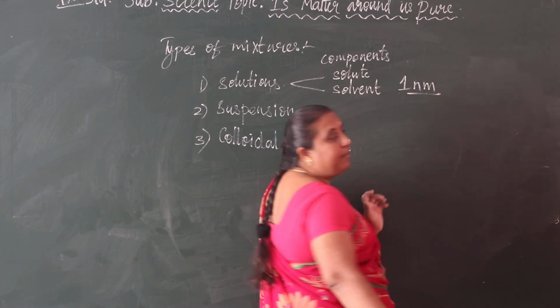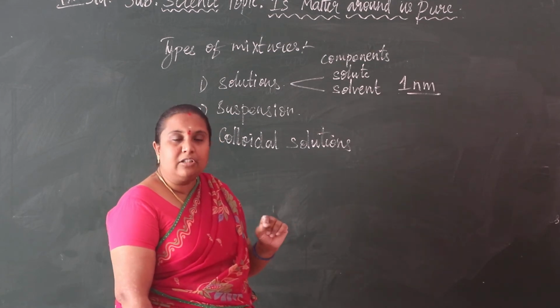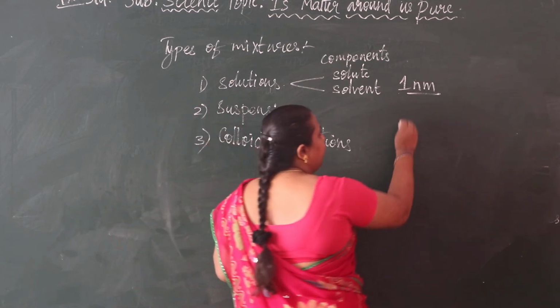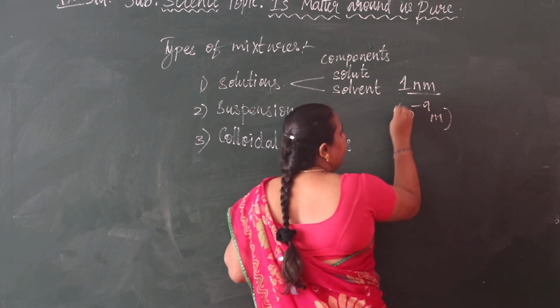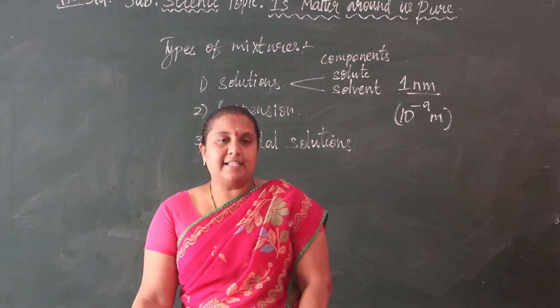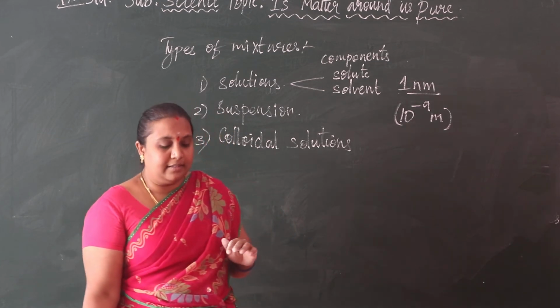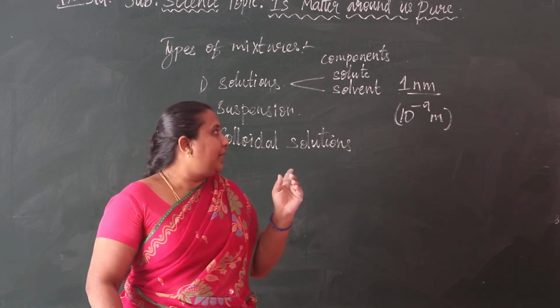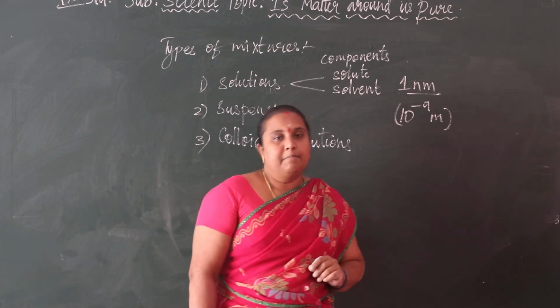1 nm means nanometer, which is 10 to the power of minus 9 meter. Understood? So the size of particles is smaller than 1 nanometer, and 1 nanometer is 10 to the power of minus 9 meter.